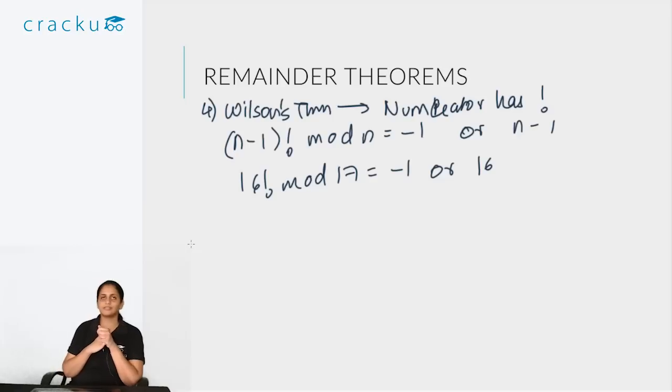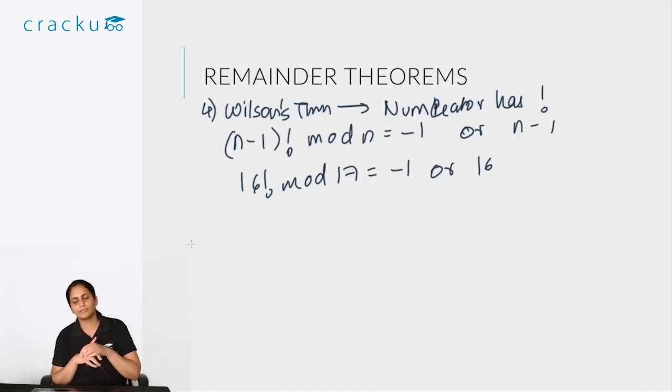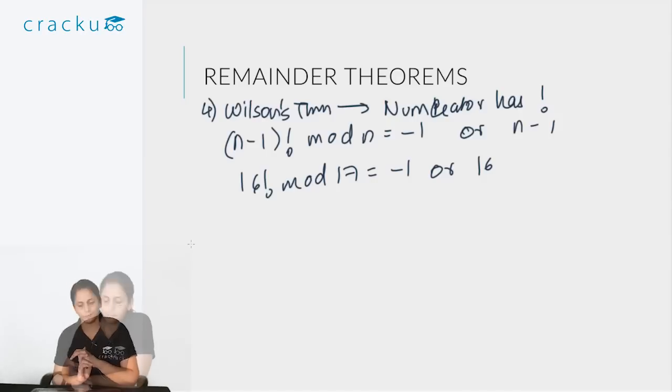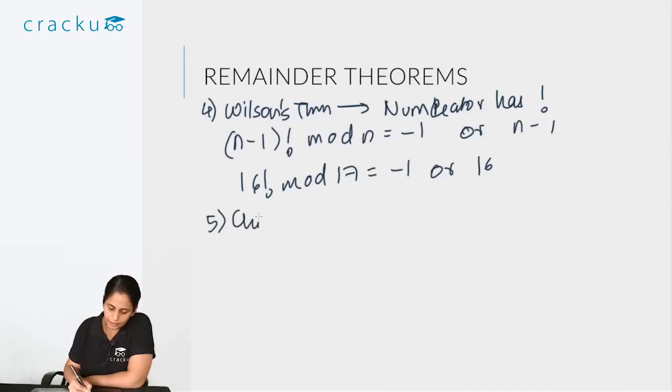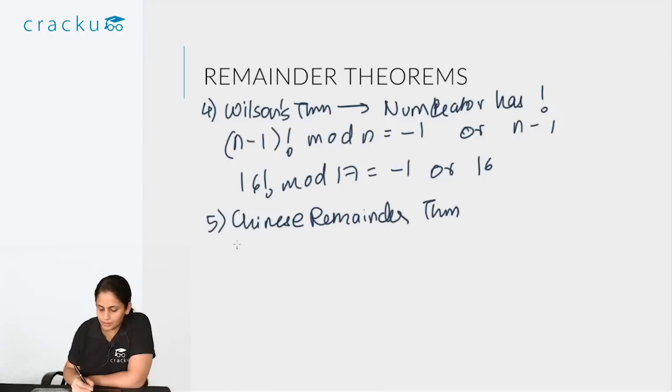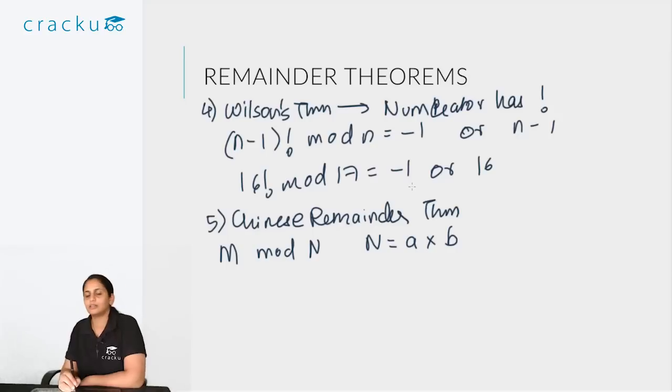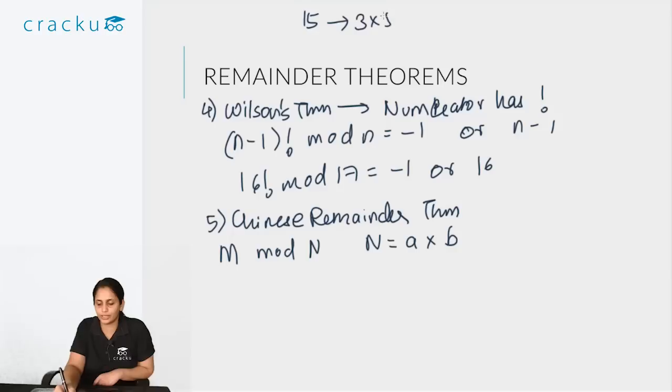So this is how you should think of it. Whenever you see a factorial in the numerator, there is a very high chance that this is based on Wilson's theorem. The next theorem that we will see is the Chinese remainder theorem. So when should you think of the Chinese remainder theorem? You should think of it when the problem is of the form m mod n, where n is a composite number of the form a into b, which you can split into two factors. For example, if the number is 15, then you can say it is 5 into 3, or if it is 21, you can say it is 3 into 7, and so on.